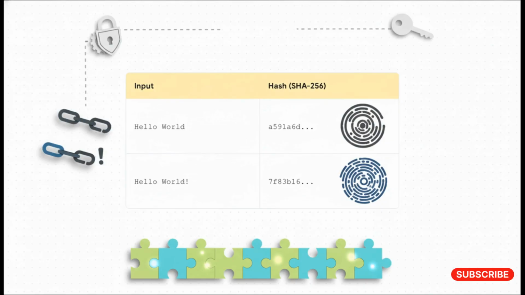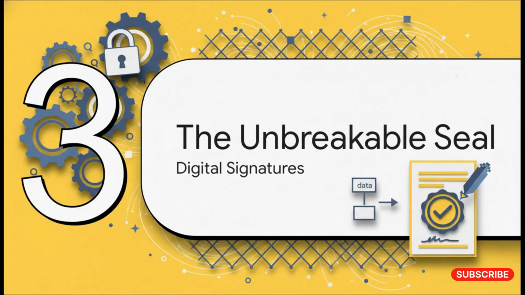It's impossible to hide. So hashing is amazing for knowing if something changed. But there's a missing piece, isn't there? It doesn't tell us who sent the data. For that, we need to level up. So let's talk about the next piece of the puzzle: digital signatures.